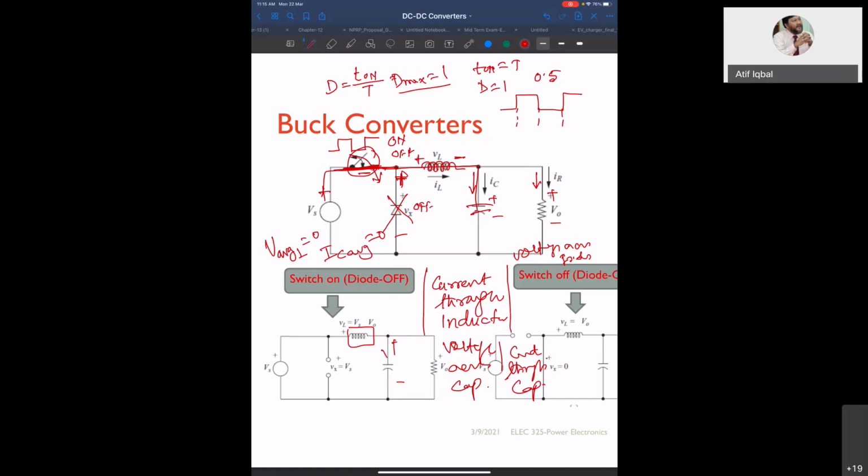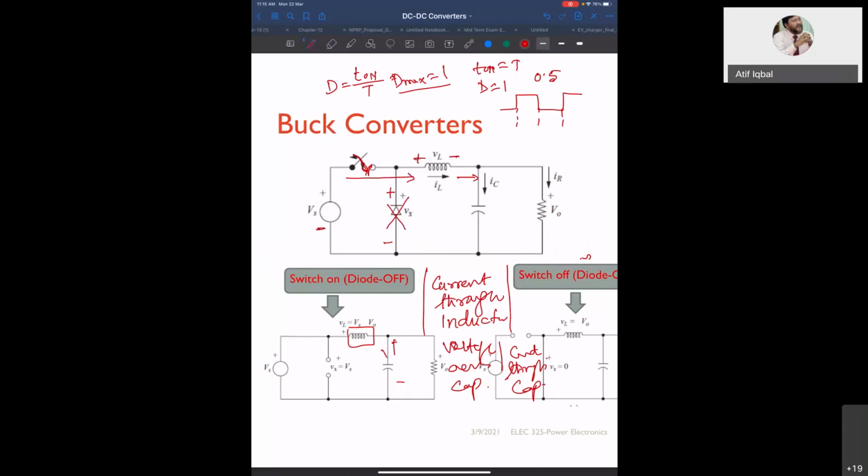So let us look at this circuit again. There are two modes of this. One is when the switch is on, and another when the switch is off. So when the switch is on, this diode will get plus and this will get minus, because this is how the source is connected. So the diode will be reverse biased. It will not operate. So the current will flow like this, and it will charge the inductor with this polarity.